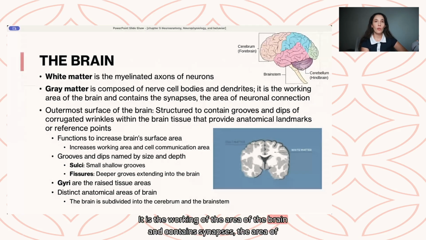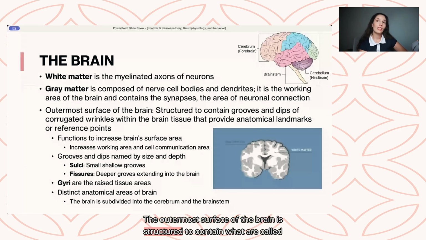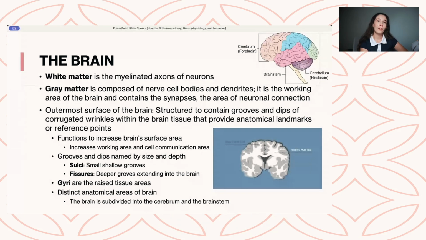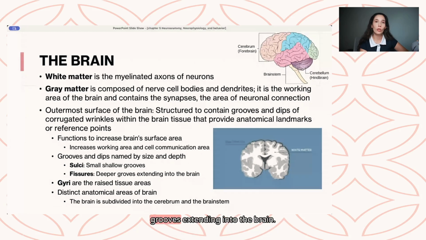The outermost surface of the brain is structured to contain what are called grooves and dips of corrugated wrinkles within the brain tissue that provide anatomical landmarks and references. These have names. So sulci are small, shallow grooves, and fissures are deeper grooves extending into the brain. Gyri are raised tissue areas. And there are distinct anatomical areas of the brain, which we're going to go through.